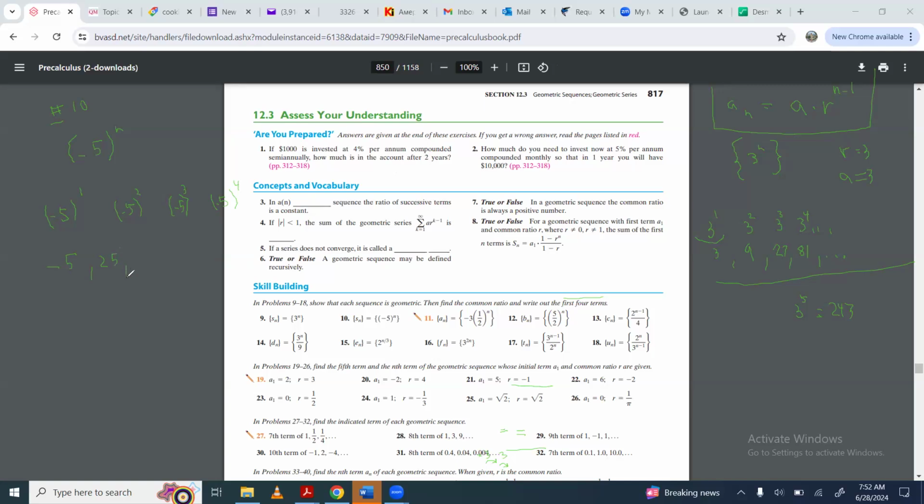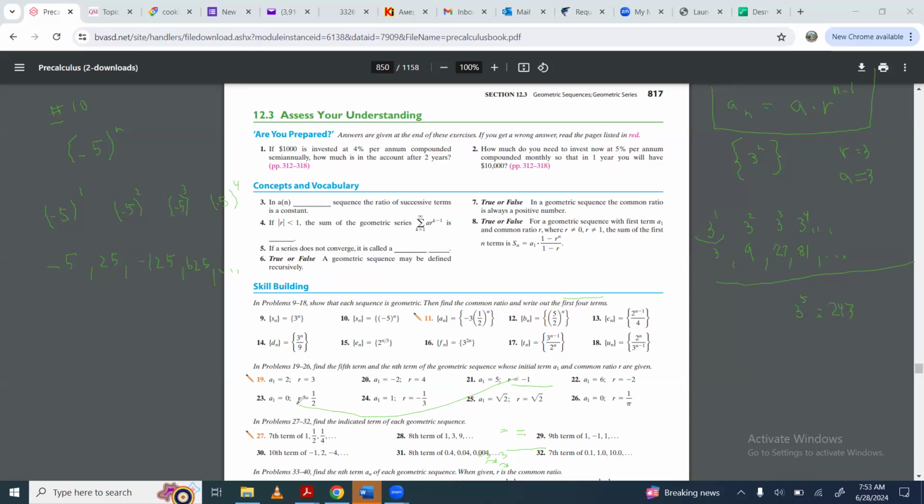Then -125, isn't it? 5 times 5 times 5. Again, you can use a calculator if you want. And then we get 625. It's like 25 times 25. So please notice that we have a sign that keeps on alternating. I put dot, dot, dot, and those are our terms. So as you can see, there are various possibilities here, and that's kind of fun to know.